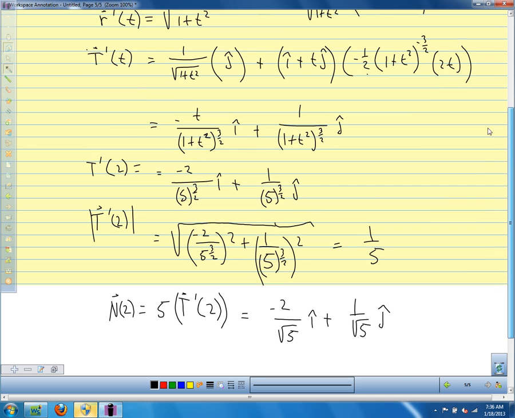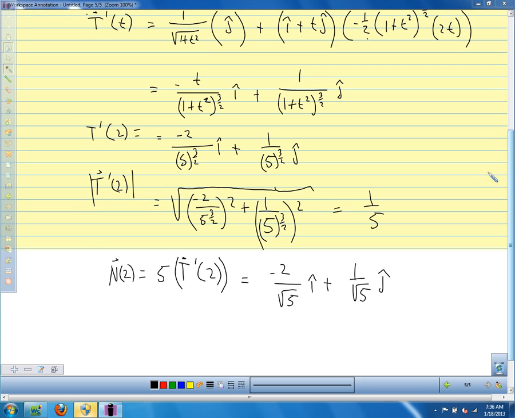But we could see, once we got to this, how messy it would be to find an expression for N in terms of t. So I have a 5 in the numerator and I have 5 to the 3/2 in the denominator. You're dividing by the magnitude, 1/5. Right, so I know that. So 5 times 5 to the minus 3/2.